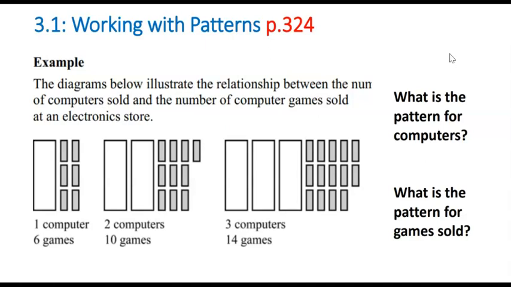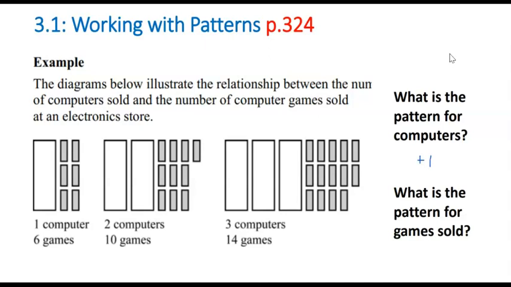So what we can do is start to notice patterns. What is the pattern for computers? We take a look and the visual will show us. We start with 1, then we go up to 2, then we go up to 3. We would expect that the next diagram would show 4 computers. So this is a +1 pattern. We're going up by 1 for our computers.